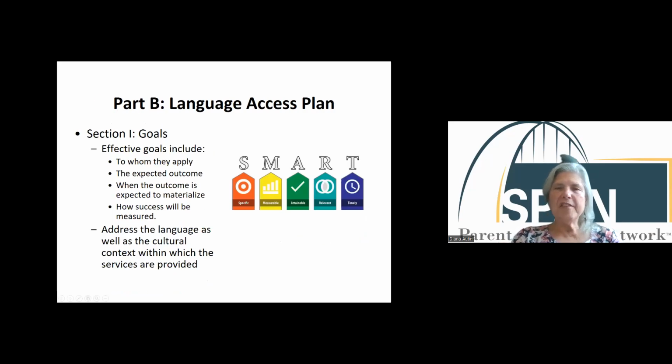Once you've done the self-assessment, the executive order requires the development of a language access plan. And we're going to talk today about the New Jersey Council on Developmental Disabilities Language Access Plan in a few minutes. So section 1 of the language access plan is the goals. So to whom do they apply? What's the expected outcome? When is the outcome expected to materialize? How will success be measured? And you want to address the language as well as the cultural context within which the services are provided.